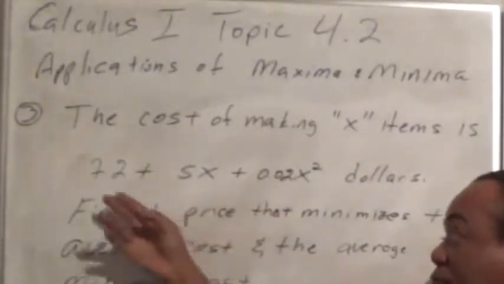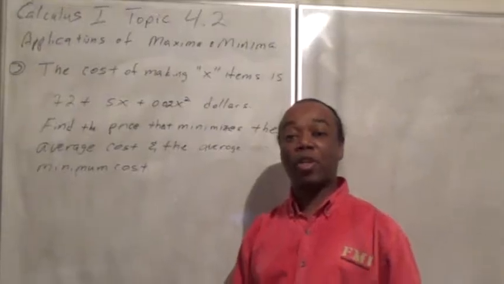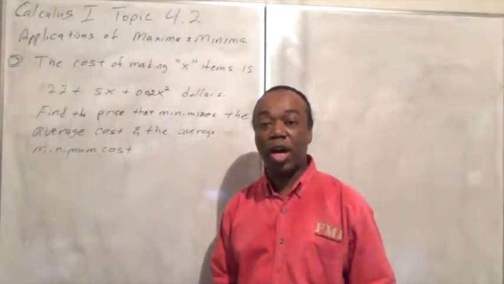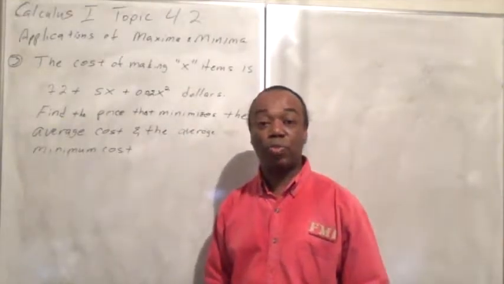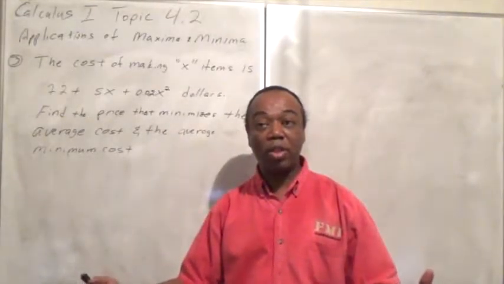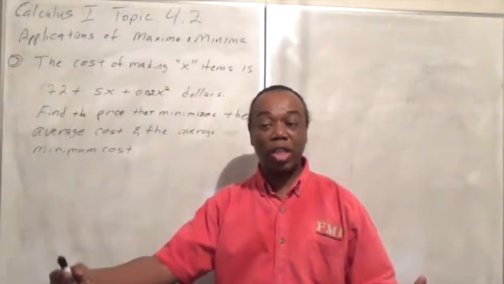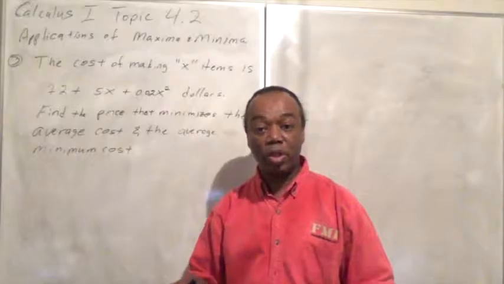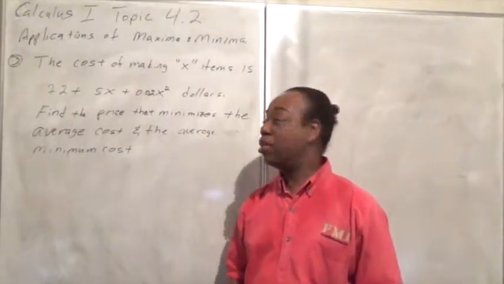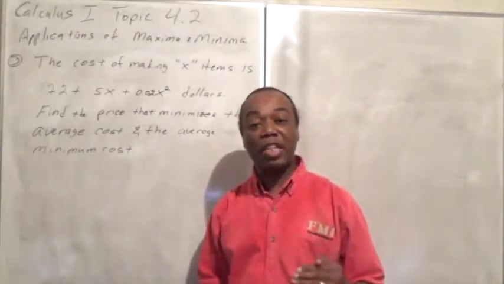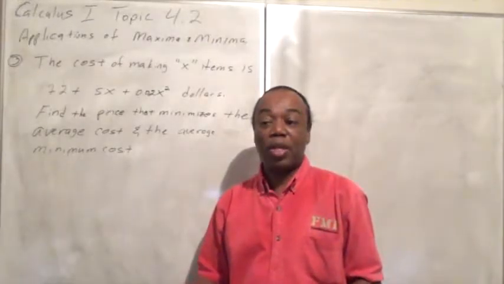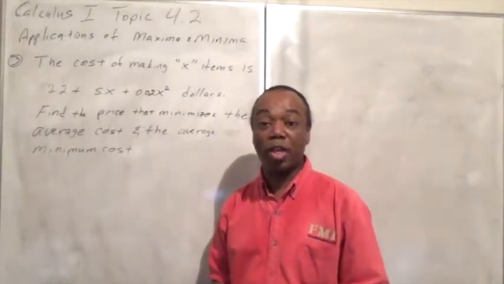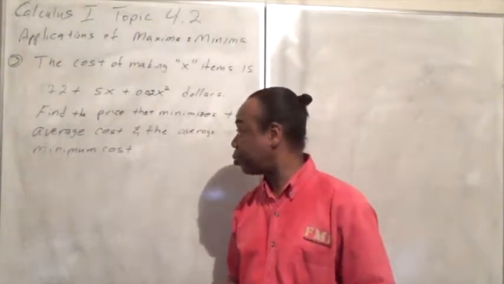This is your cost. 72, since it's a constant, is probably the cost that it takes just to set things up. So let's say you're going to go to a venue to sell hot dogs. $72 is probably the cost to pay for the tickets to get into the place, maybe to be a vendor, but it's just a fixed cost. Then the 5x is probably the cost of each item. So it may cost you $5 apiece to get these items, say hot dogs or whatever you're selling.